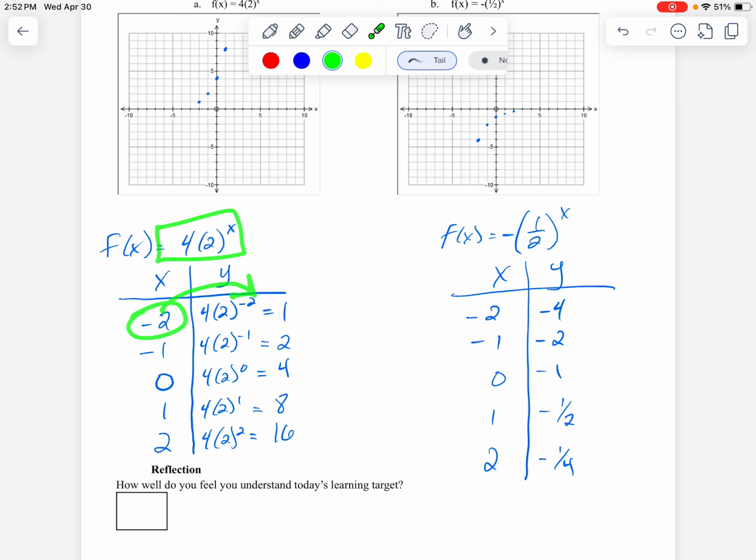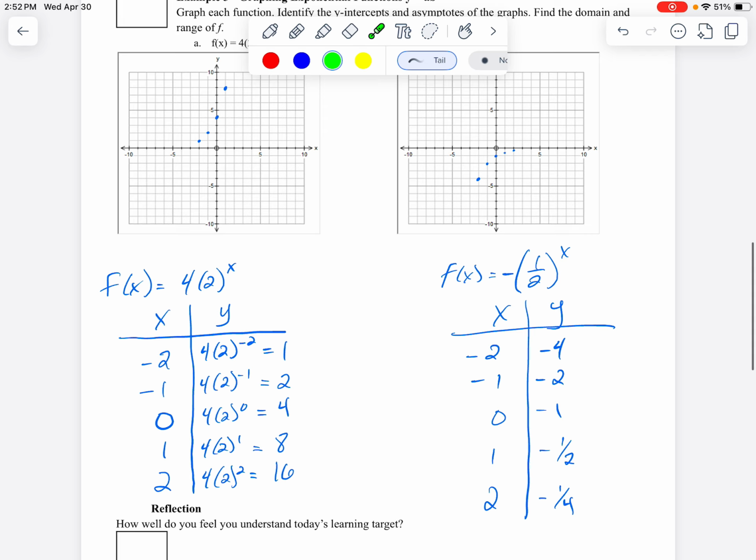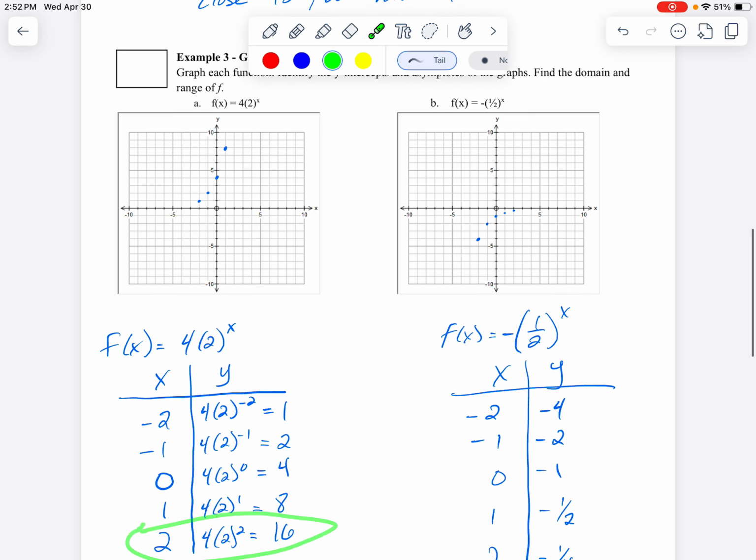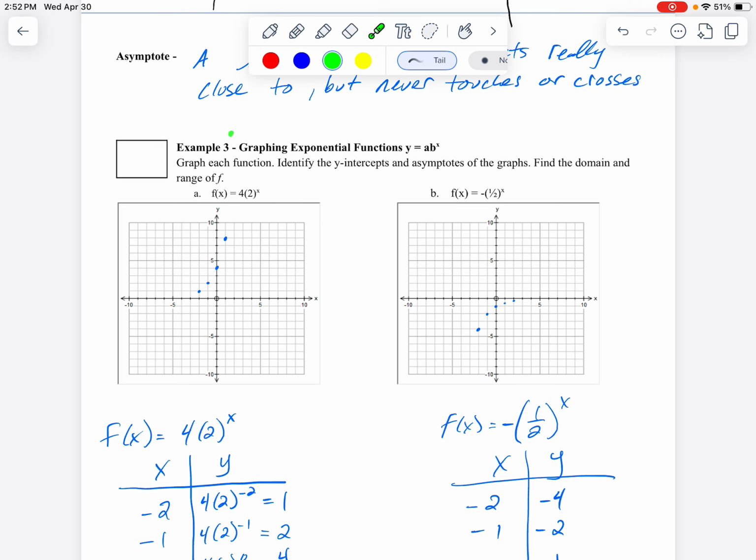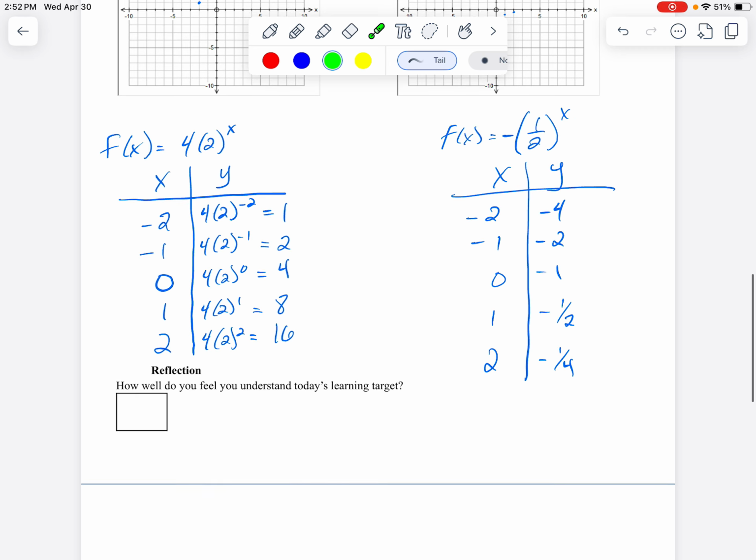So when x is negative 2, I plug that in and I get y is 1. So negative 2 comma 1, that's this point right up here on the graph. x is negative 1, y is 2. That's this point here. And then this final one would be off our graph. When x is 2, y is 16. So again, notice that this is growing really quickly.